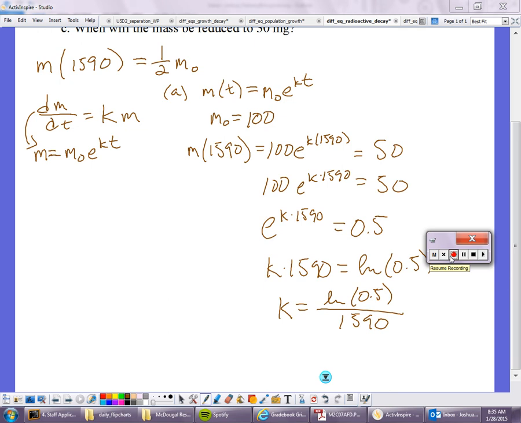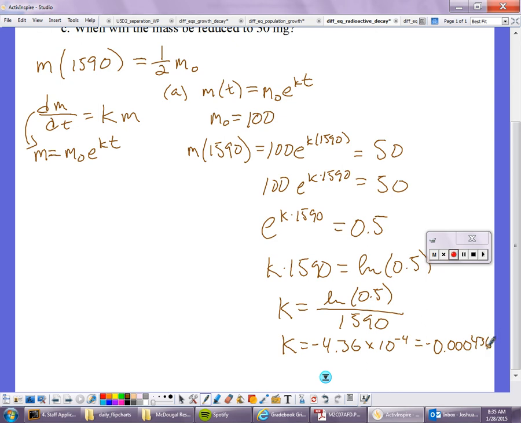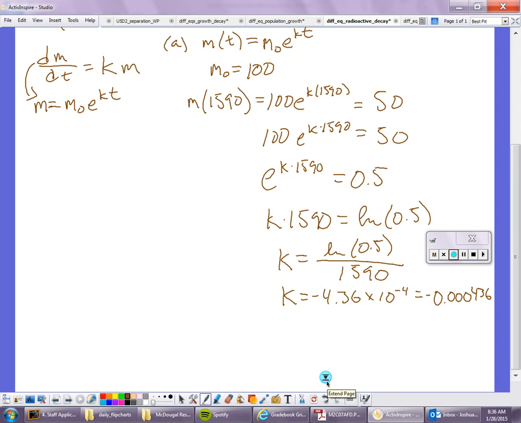Okay, what does that equal? Well, it's really, really small, and that's because it takes a really, really long time for radioactive material to decay. I get negative 4.36 times 10 to the negative 4, so negative 0.000436. And that makes sense. It's very small, and it's negative. It better be negative. If it's not negative, we have a problem, right? Because it's decaying. It's not growing. Thank God. All right, so that's part A.